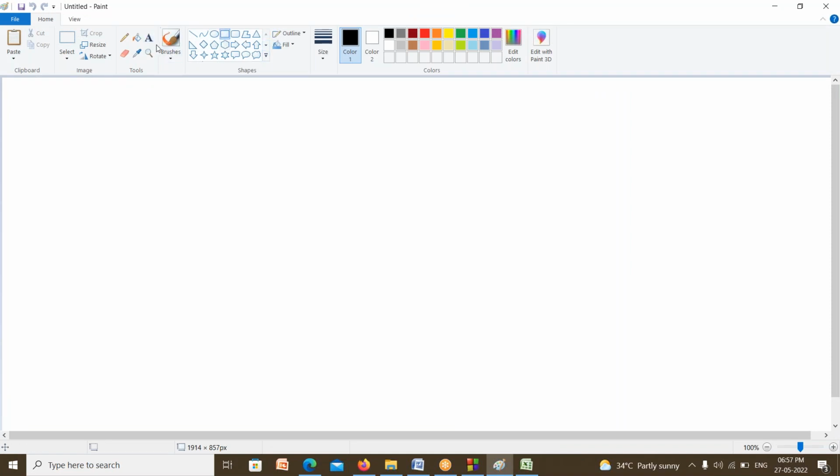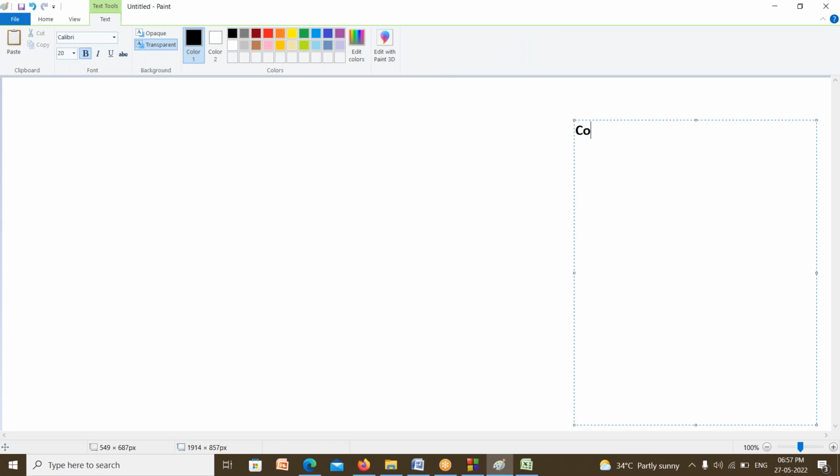Right, see, these are the control statements. Control statements are of 2 types. One is conditional statements. The next one is unconditional statements.